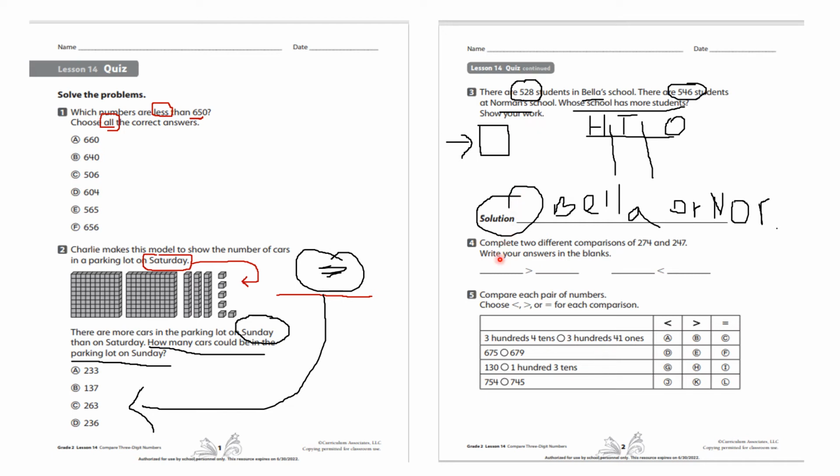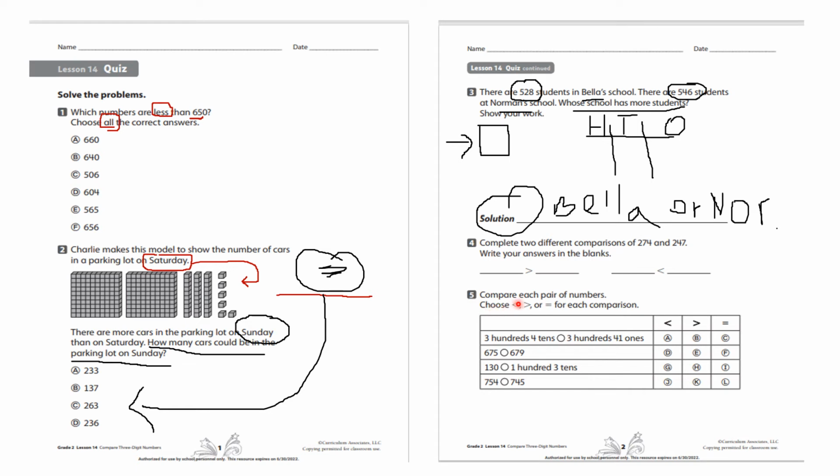Number 4, it says write two comparisons for the number 274 and 247. Boys and girls, remember what I said. Look for the opening of the arrow. The alligator eats the bigger number. So if you put the bigger number here where the opening is and the smaller number here, bigger number than smaller number, your answer is going to be correct. All right? Let's look at number 5.